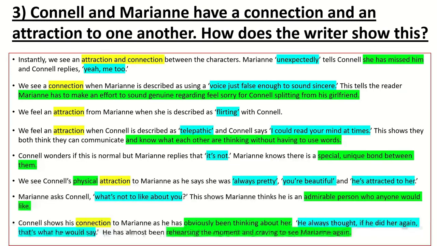And there they all are together. So feel free to pause the video. Again, every single one of them I'm linking to the question in the yellow. My blue is my quote, and my green is explaining why that quote means there's an attraction between Marianne and Connell.